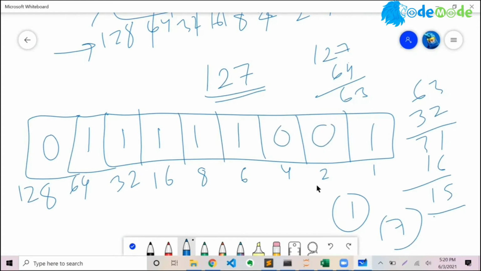So the binary equivalent of 127 is 011111001. Made sense? Yeah. Okay, cool. So now you know how to convert the number into binary also.